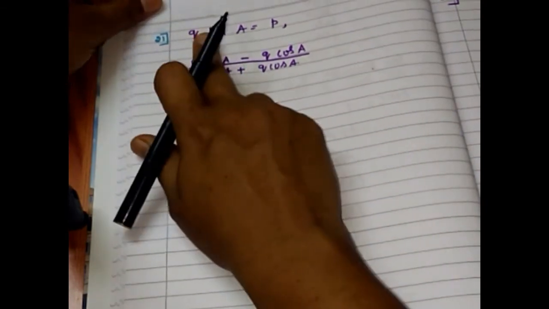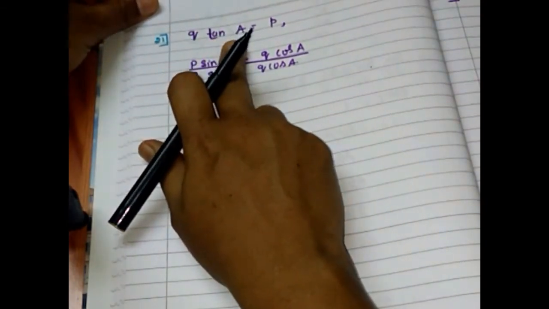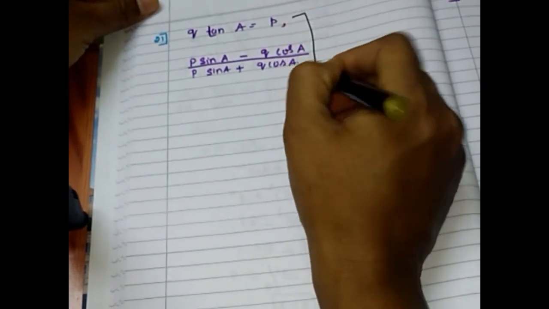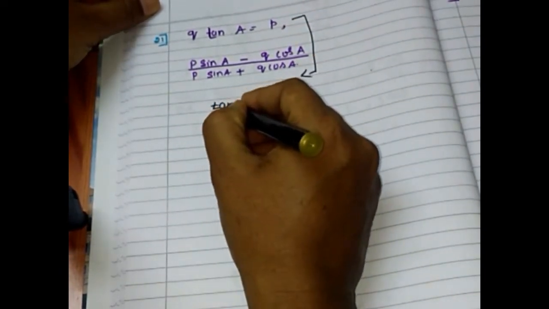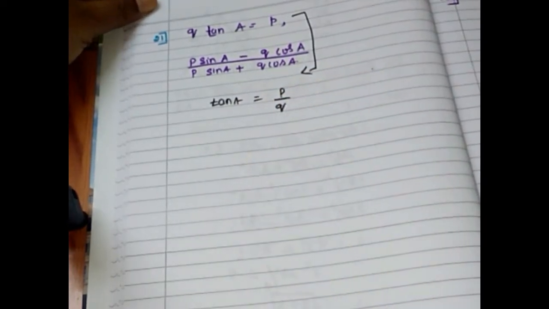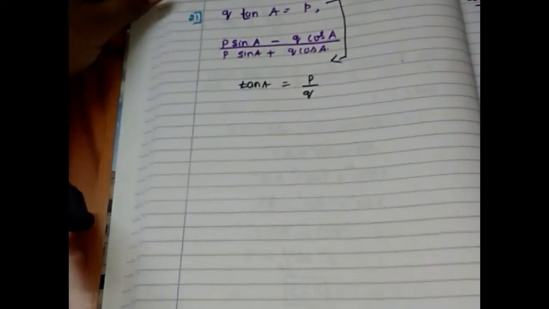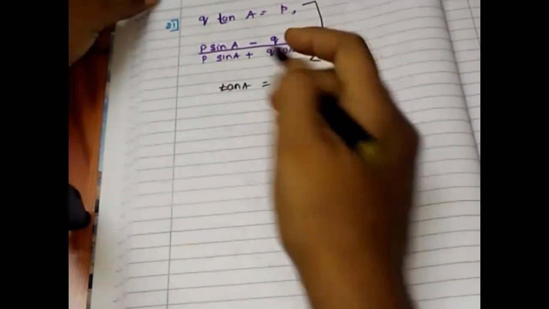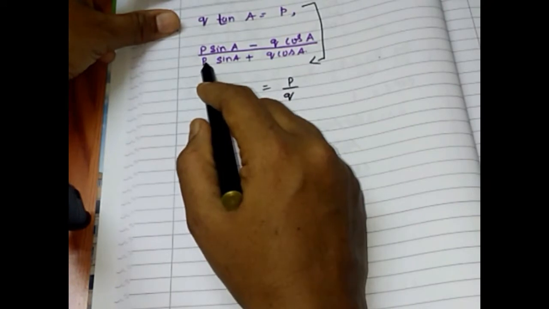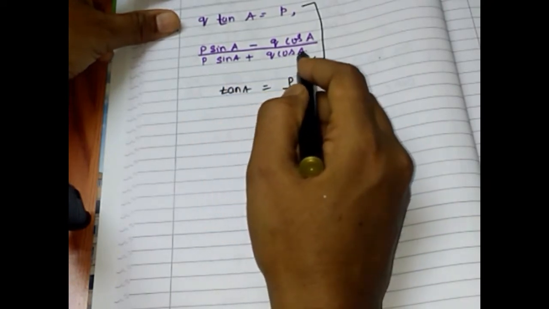The given information is Q tan A is equal to P. So with this what I can write? I can write tan A as P by Q. Now with the help of this I need to find the value of P sin A minus Q cos A and P sin A plus Q cos A.